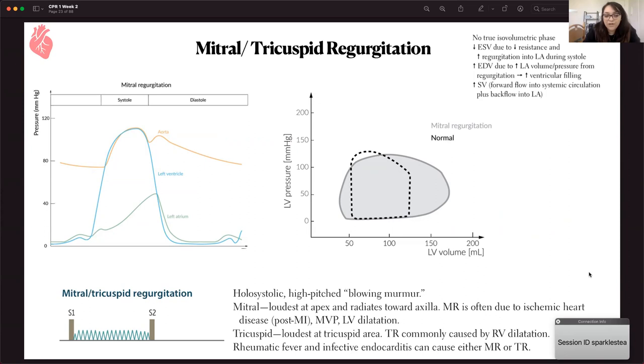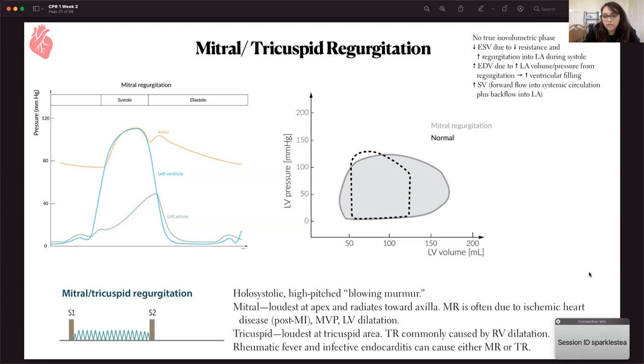So with your mitral regurgitation, the one that we were just talking about, that's going to be where you have that holosystolic high-pitched blowing murmur. Again, buzzwords, make sure you know them. And then that one is loudest at the apex, radiates towards the axilla. Again, very buzzwordy, just make sure you know those. And then the mitral regurgitation is usually due to ischemic heart disease. And then there's also some other things. So if you have mitral valve prolapse or left ventricular dilation, that's going to also cause the same thing.